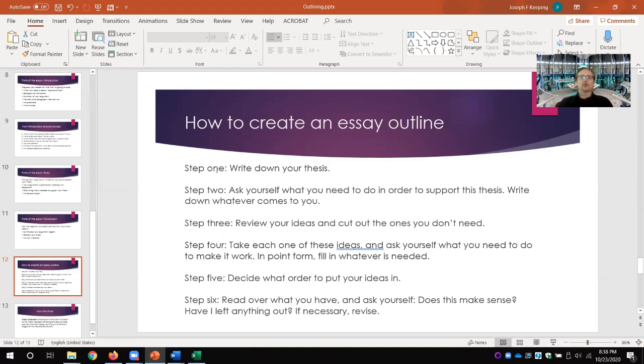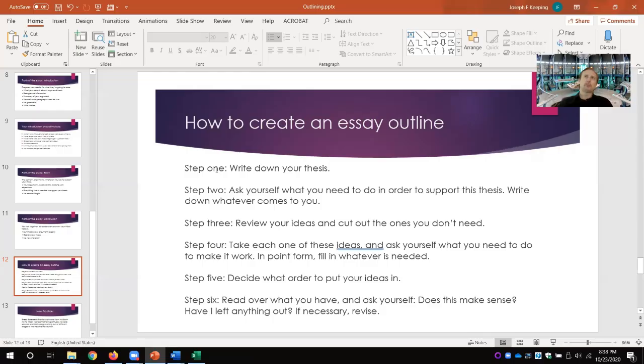When you have come up with as many as you can, or what you judge to be an adequate number of points, go back over them. This is step 3. You go back over them, you review your ideas, and you cut out the ones that you don't need. Remember, you have limited space in your essay, and you have to develop each one of these points in a way that's going to make it clear and compelling. So you're not going to have room to develop 10 or 12 points. In an essay of this length, probably 3 or 4 is about all you're going to have time to develop.